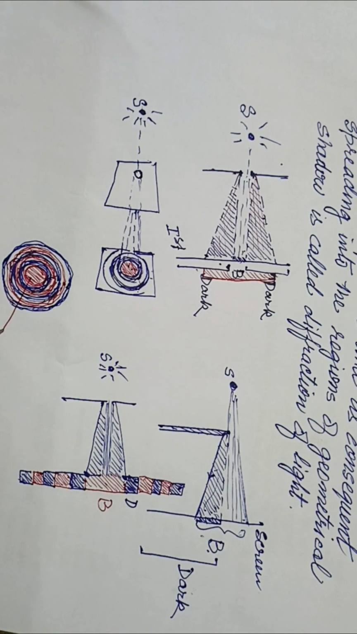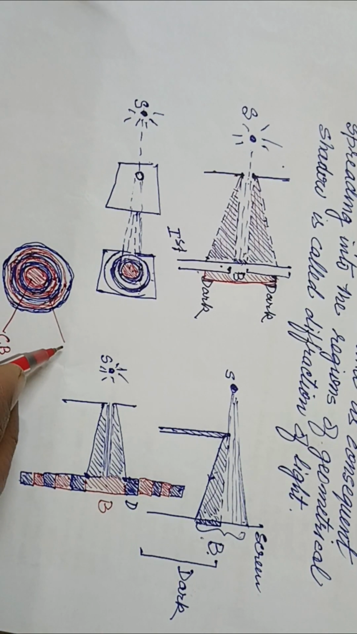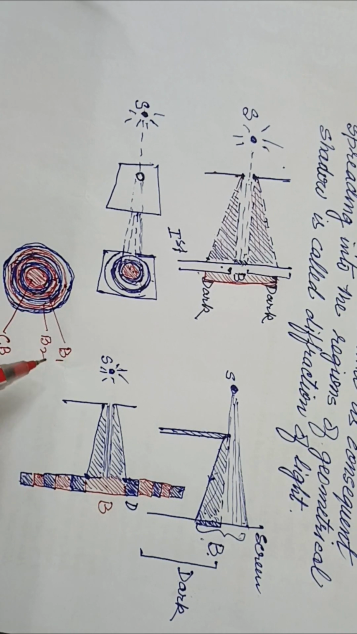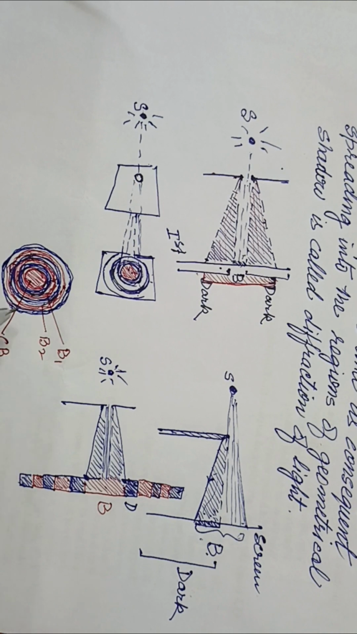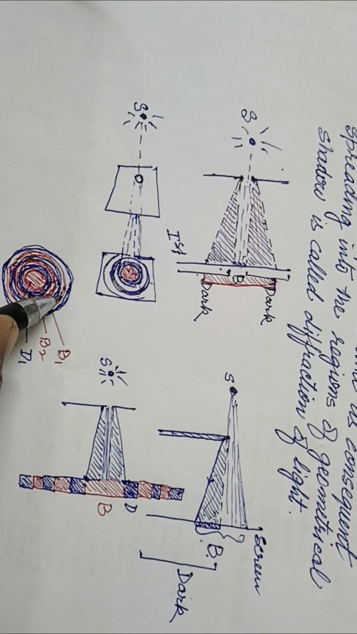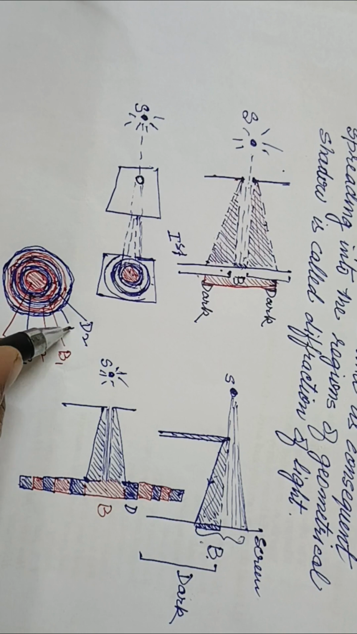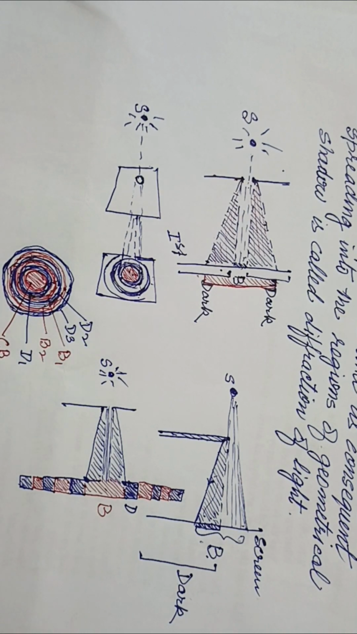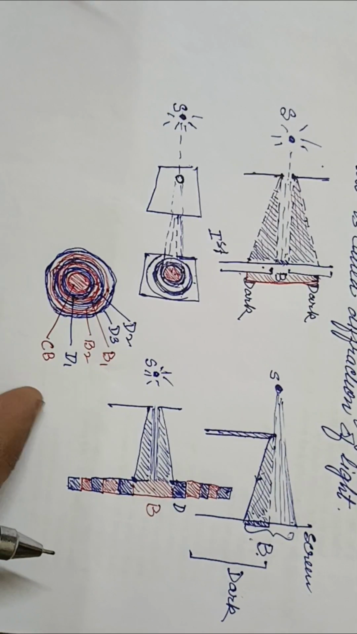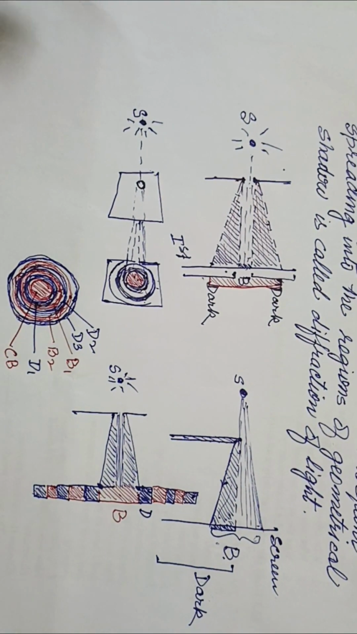This one is the central bright fringe, then the first bright, then the second bright, and this is the first dark, then the second dark, like that, the third dark. This way you will get. So now you understood how the diffraction is taking place through all these examples.